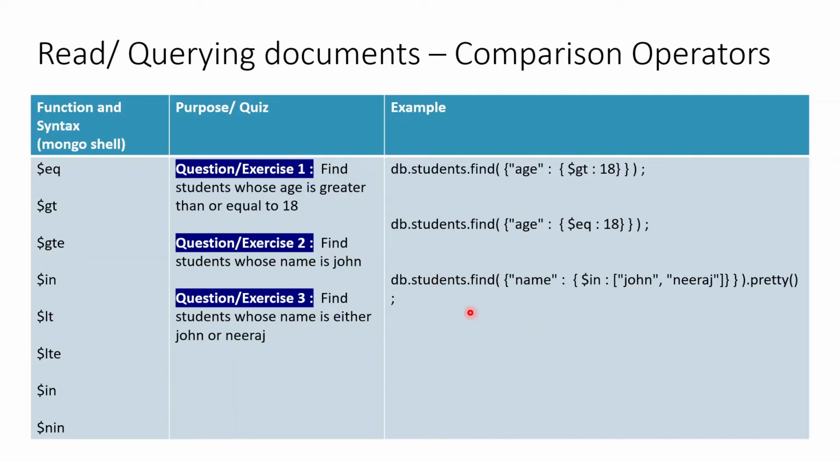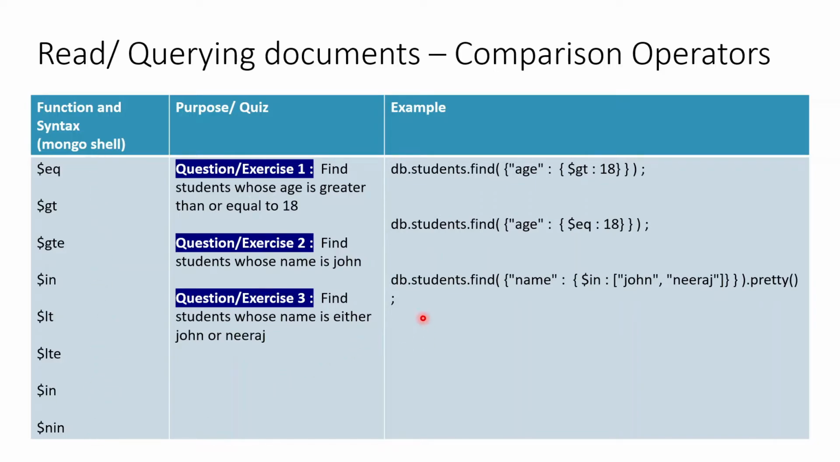I want to find out the students whose name matches one of these or all of these given in an array. We can compare it using $in. This is an array of names which I want to fetch or compare against in my students collection. On the left hand column you will see all these operators which are supported by MongoDB.